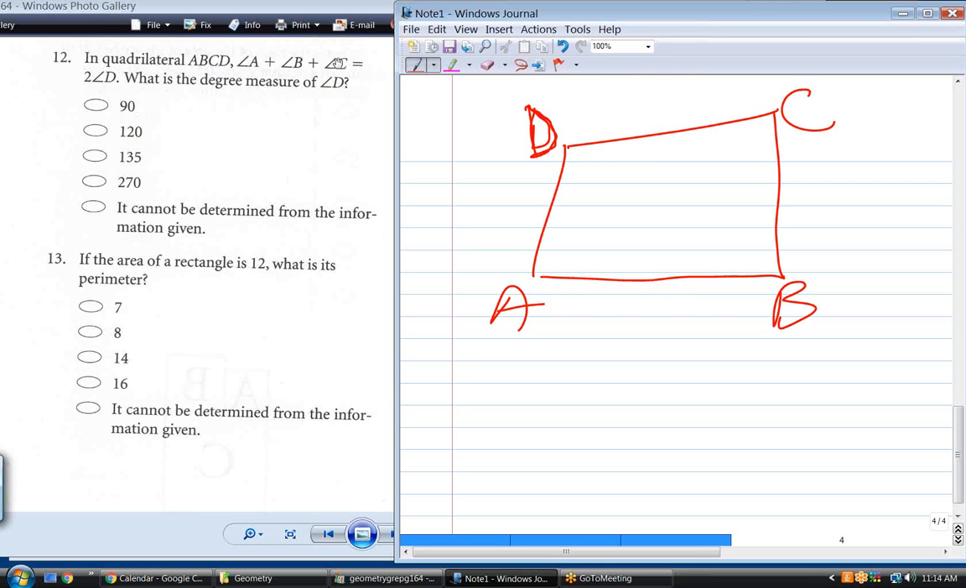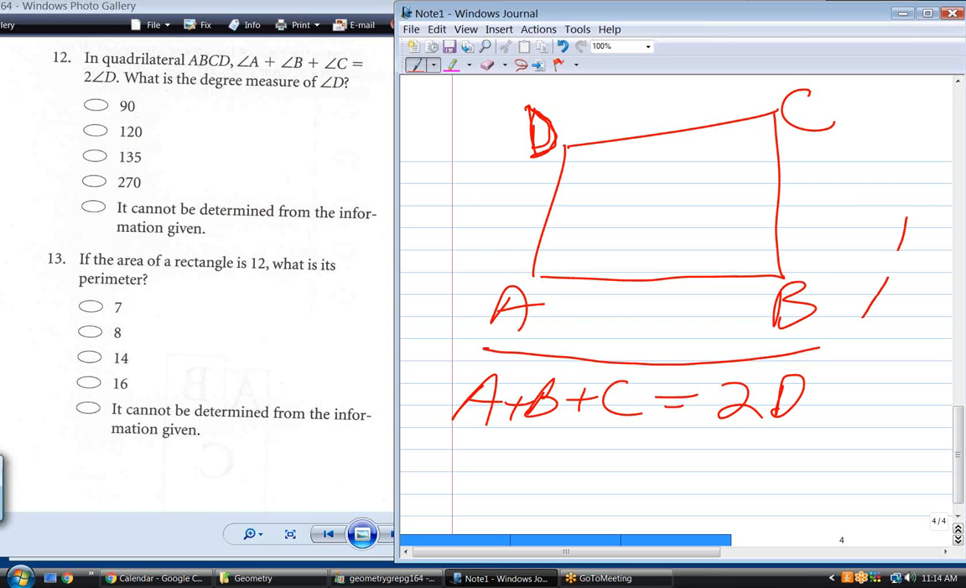What does this equation say? It says that A plus B plus C is equal to 2D, basically. So now the question is, does that allow me to solve for D? Well, it doesn't give you enough information. Well, actually, does it?